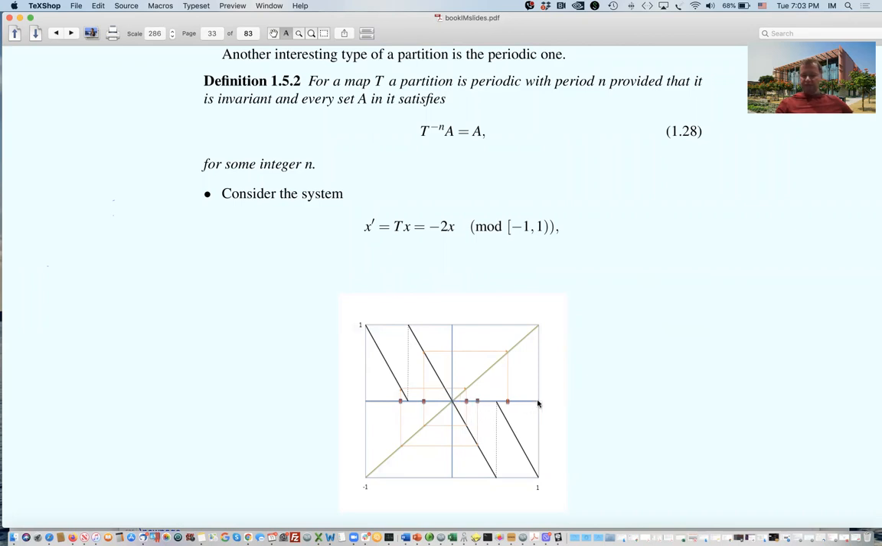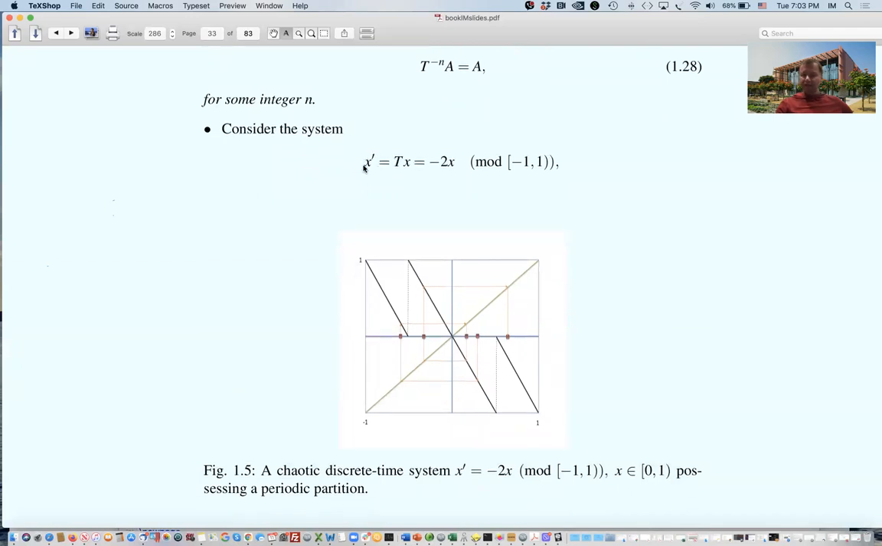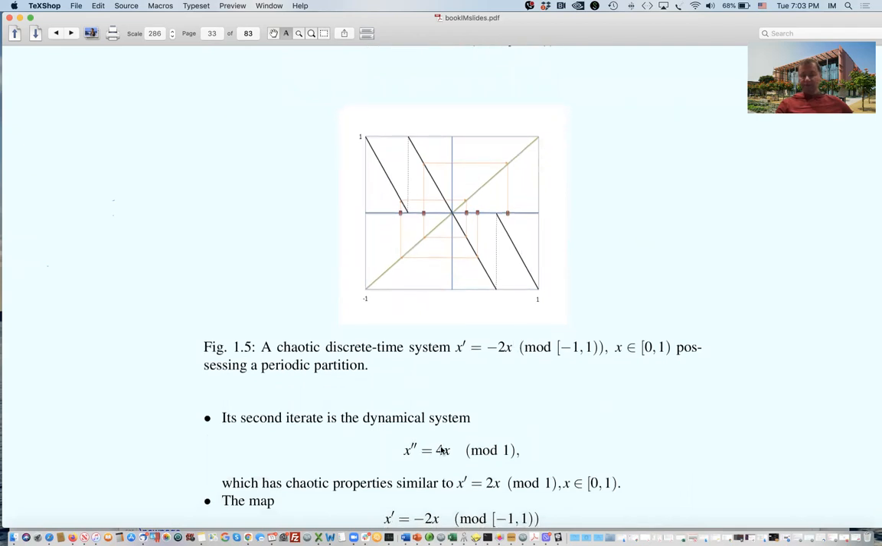If we start from interval 0, 1, then in the next step, we are going to land in the interval minus 1, 0. And then in the next step, we're going to land in interval 0, 1, and so forth. So in each step, we're going to flip from interval 0, 1 to minus 1, 0, and vice versa. But at the same time, if you take the second iterate of this, so you start somewhere here, you land here, and then you go back over here, the dynamical system is x double prime is 4x mod 1. Now that's a chaotic map of pretty much the same type, but a little bit faster exponential divergence than x prime is 2x, and I've just described that other map.